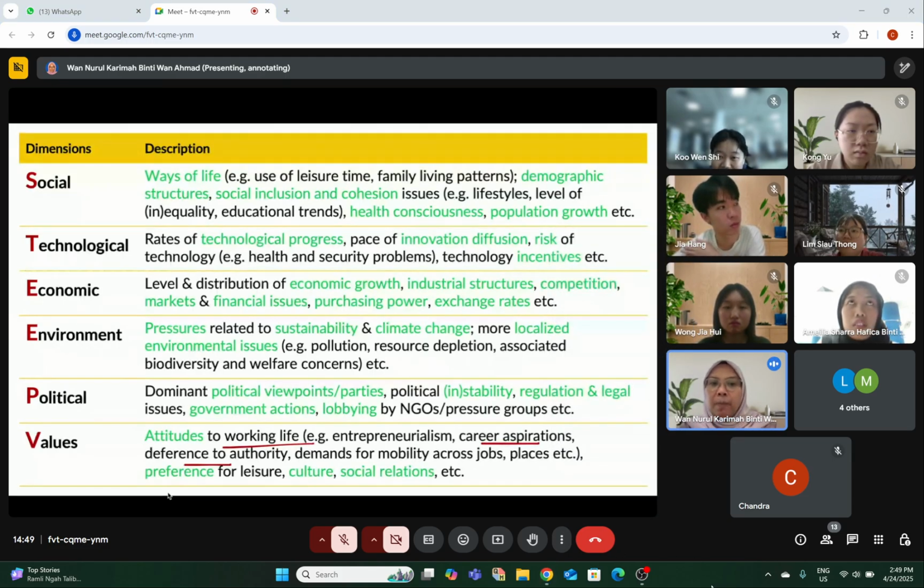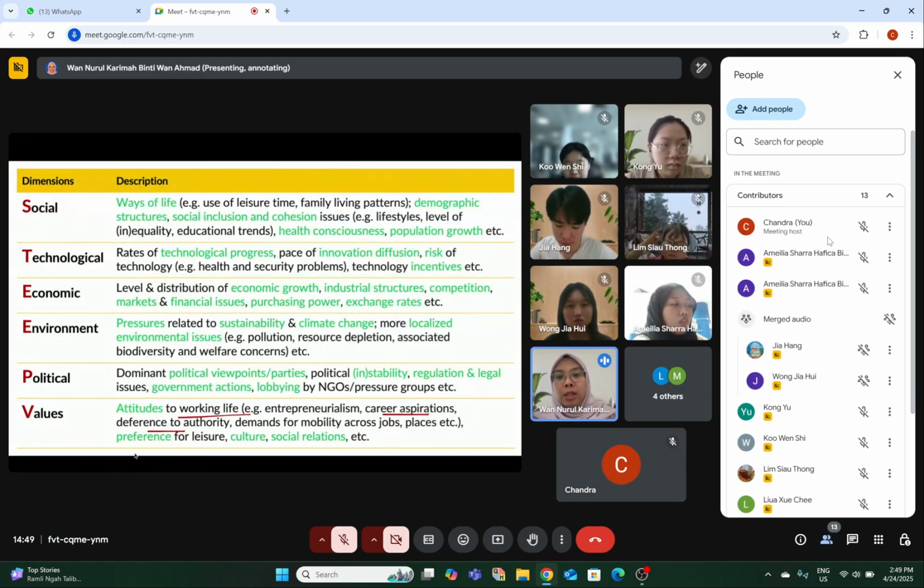Can education be part of the social factor? Education can be part of the social factor, because the level of your education will determine whether you are more accepting of a new technology ataupun tidak, whether it is easier for us to introduce new technology ataupun tidak, kan.